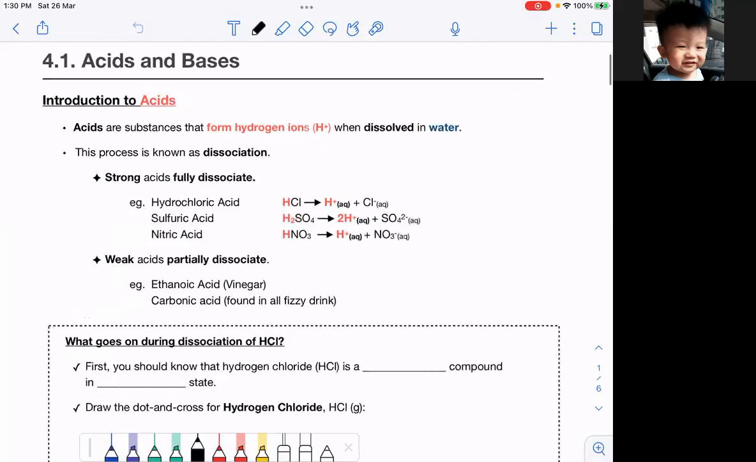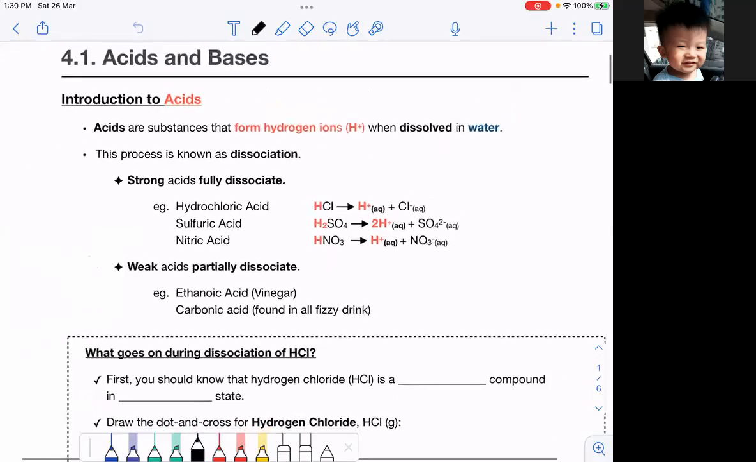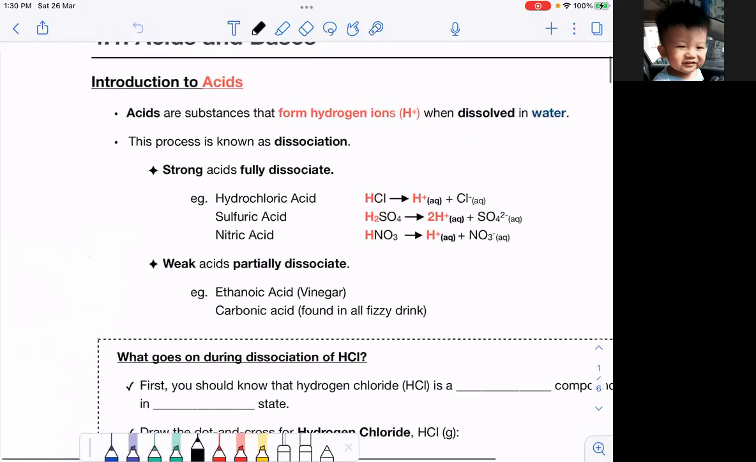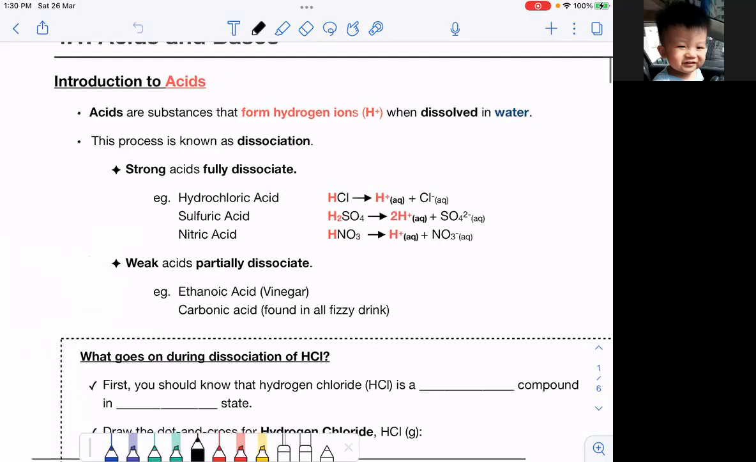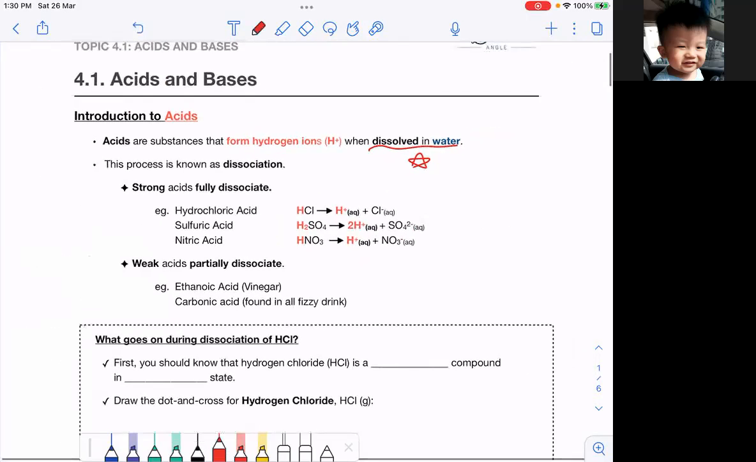So let's start first. The definition of acid is already difficult. When you read this definition, if you don't learn it properly, you actually don't know what's going on. What does it say? It says acids are substances that form hydrogen ions when dissolved in water. This is a keyword. Dissolved in water, which means all acids must be a solution. You can write down no water, no acid.